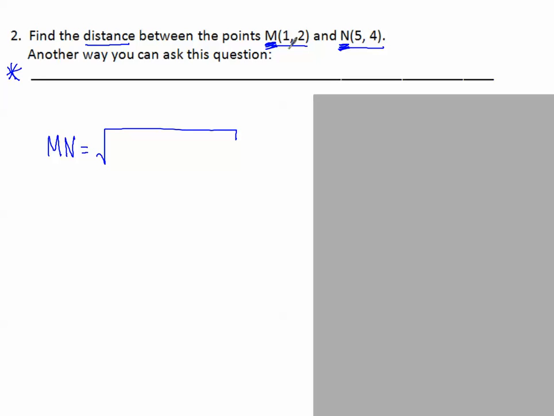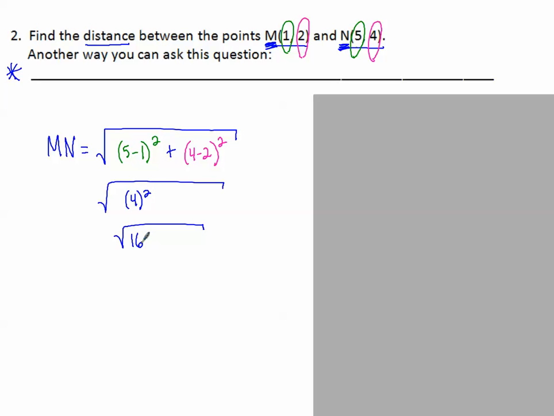I look at my x coordinates and I subtract them, 5 minus 1, and I will need to square it. Plus, now I look at my y coordinates and I subtract them, 4 minus 2, and I square it. Now let's simplify. Square root of 5 minus 1 is 4. 4 squared becomes 16. 4 minus 2 is 2, and 2 squared becomes 4. Add them together, we get 20.